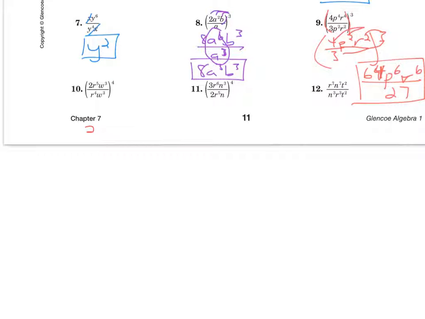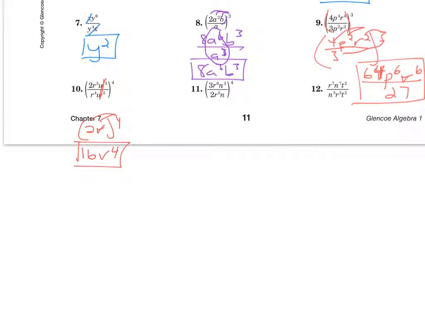So for number 10, simplify on the inside first. That 2 can just hang out. I'm left with 1 r on top and no w's. They just cancel. And I need to raise that to the 4th power. So I need to raise both the 2 and the r to the 4th power. So 2 to the 4th is 16. And r to the 1 times 4 power is r to the 4th.